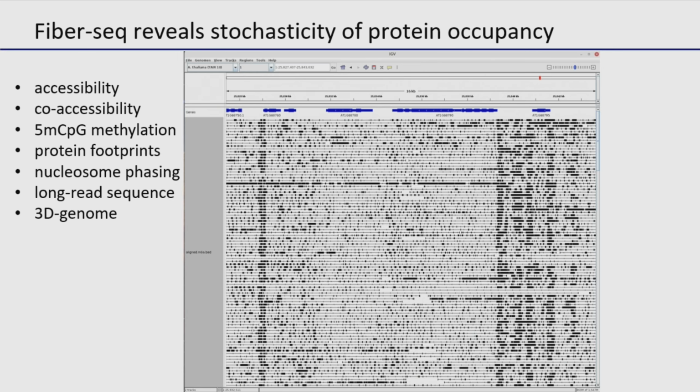I don't have a lot of time. A picture speaks more than 1,000 words, so I brought you this picture here. This is a screenshot of the Arabidopsis genome with lots and lots and lots of fibers. The methyladenine signal here is in black. You see in blue the genome models.